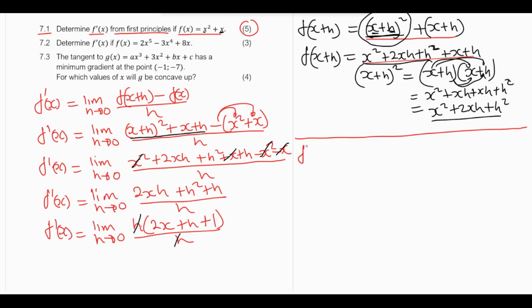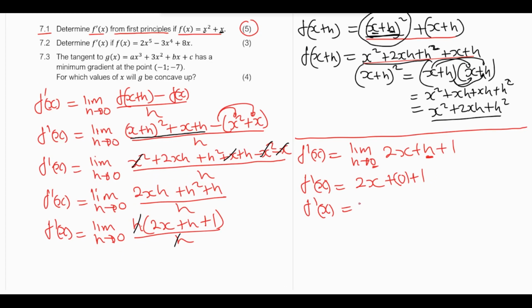So we're remaining with f prime x is equal to lim h approaching 0, and then 2x plus h plus 1. Then where there's h, we put 0. So f prime x is equal to 2x plus 0 plus 1. Once we substitute the 0, where there's h, the lim sign disappears. So we remain with f prime x is equal to 2x plus 1. So we have derived f of x using the first principles.